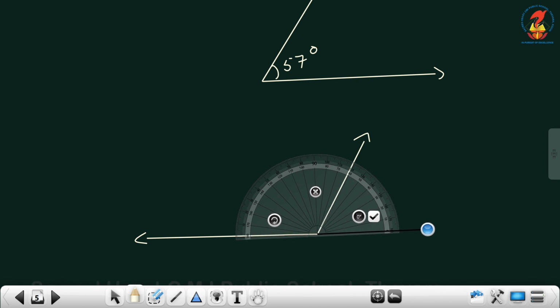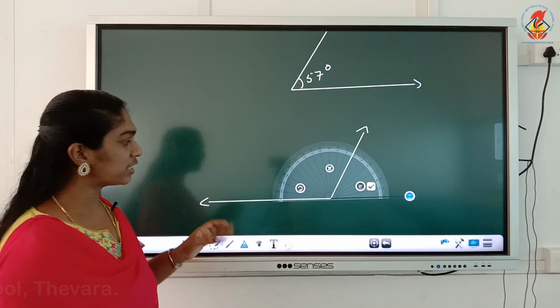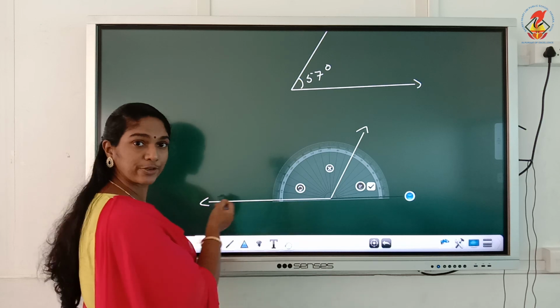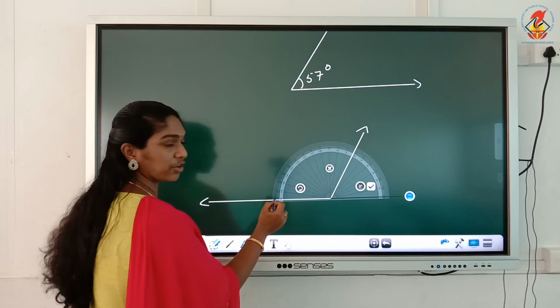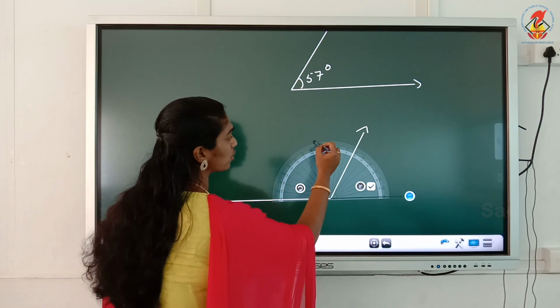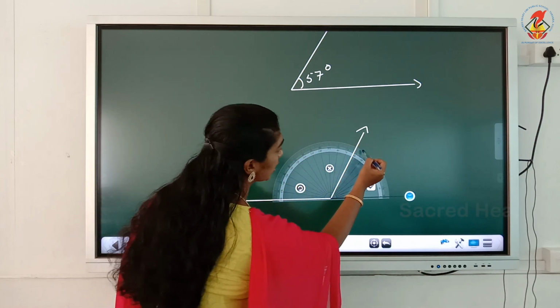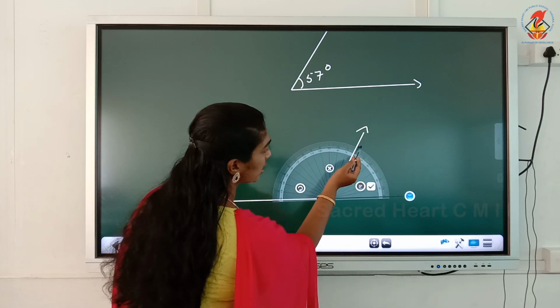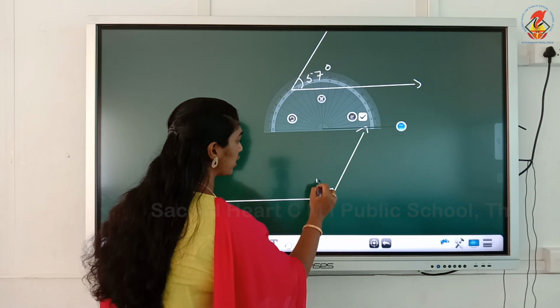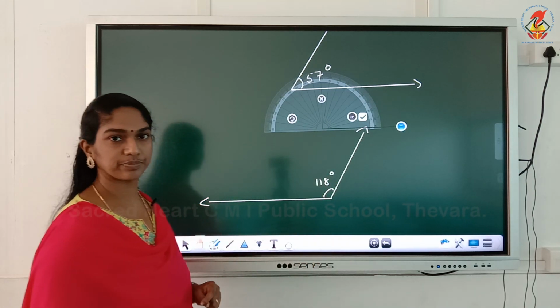I have to adjust the baseline properly on top of the baseline. Once that is done, then you can measure. Take the outer scale because the baseline's arrow is going to this direction. You have to start from the outer scale: 0, 10, 20, 30, 40. It goes on 80, 90, 100, 110. It is closer to 120. So I think it's 118 degree. I will move this. I can write over here 118.